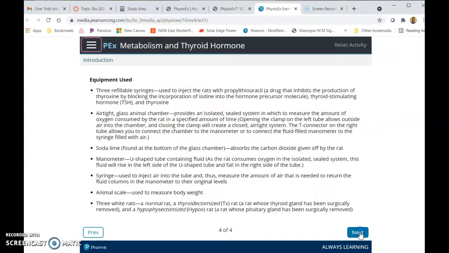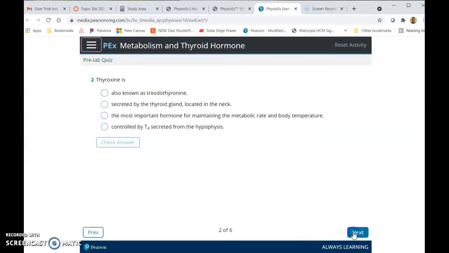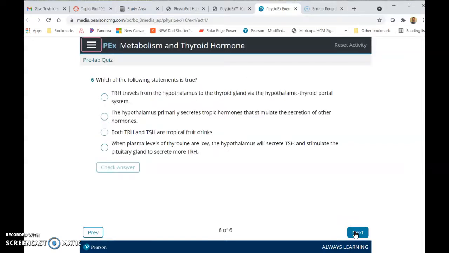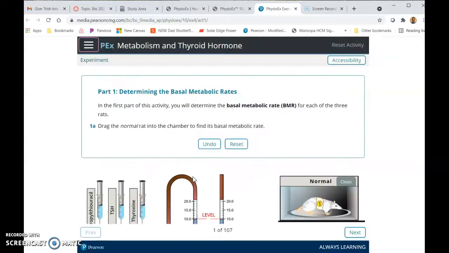You may get to the point where you have to answer a question. So this tells you all the equipment you're using, so you know what you're doing. And you may have to answer some questions to get to the lab. Which of the following statements about metabolism? Well, I don't want to do this for you. Anyway, we'll continue. In fact, I'll just hit next and skip these. I think you're allowed to skip them if you don't want to. And then just hit submit. I'll never see that. And then here comes the lab.